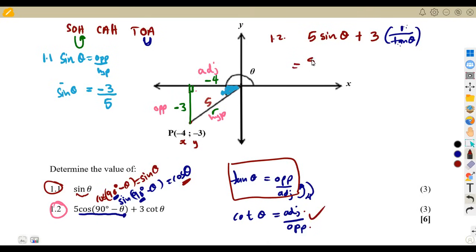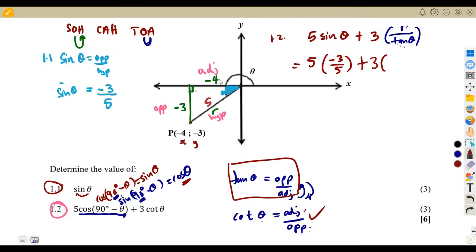We are going to have 5 sine of theta. Remember, we said cos of 90 minus theta is equal to sine theta. So we're going to use the value of sine theta, which we obtained before. We got -3 over 5. So that is going to be -3 over 5, plus 3 times 1 over tan, which is cot in this case. Remember, it's the vice versa of tan theta. 1 over tan means the reciprocal. So we're going to use adjacent over the opposite in that case, all right?